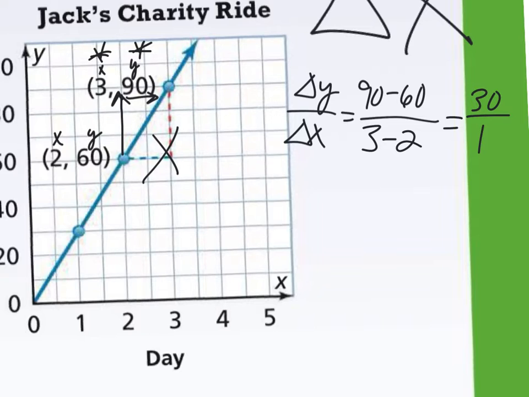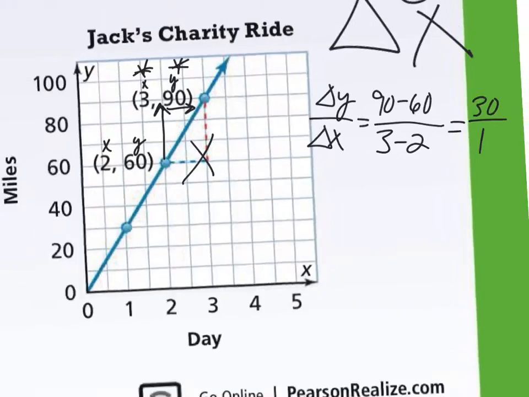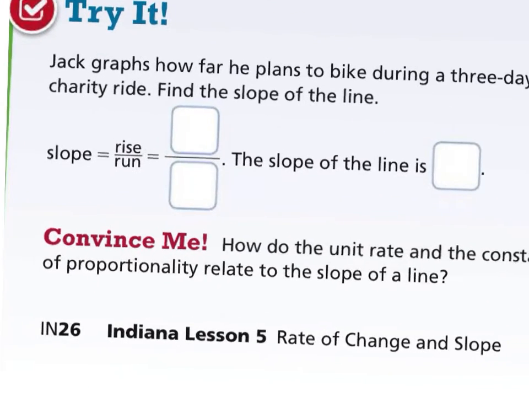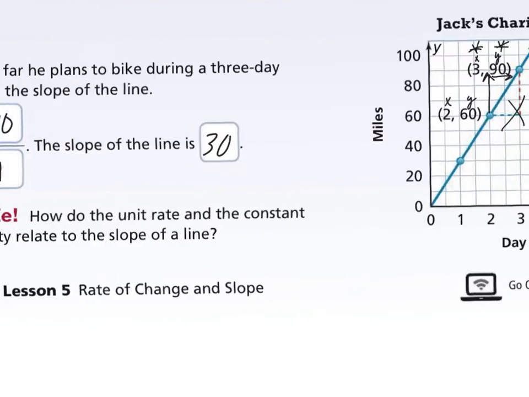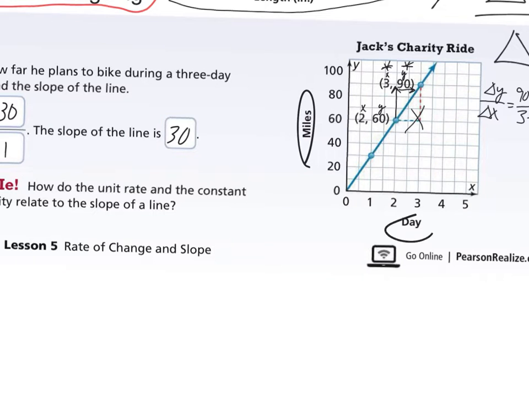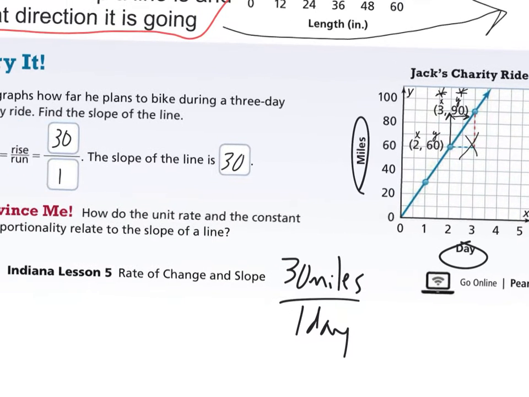And again, kind of a corny way to help you remember this, but if you look on our graph, we went up 30 and over 1, and our slope is 30 over 1. 30 over 1 is the same thing as 30. So we can put that over here. Slope is 30 over 1, so the slope is 30. And what we can think about also with that 30 is if you look at your units, for the y it was miles, and for the x was days. So what that means is 30 miles per day, 30 miles per 1 day is how far he's biking.